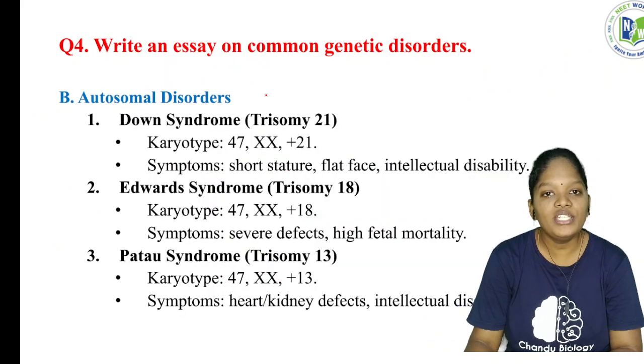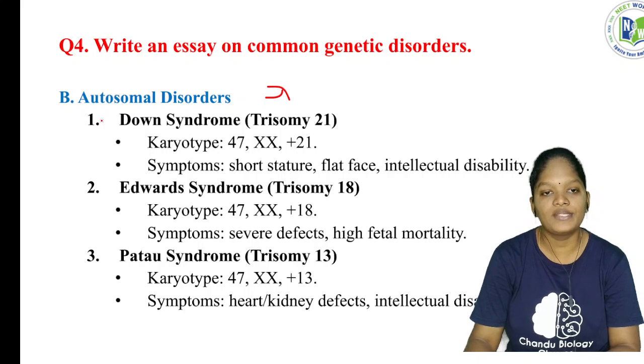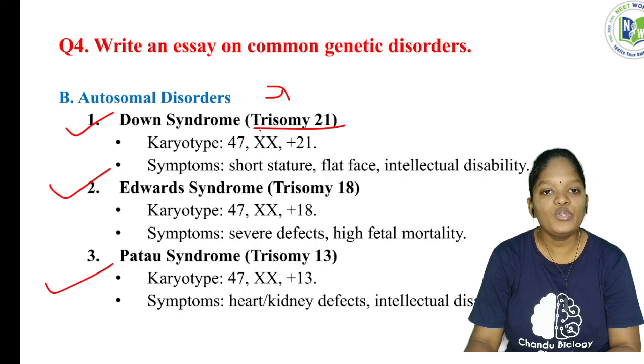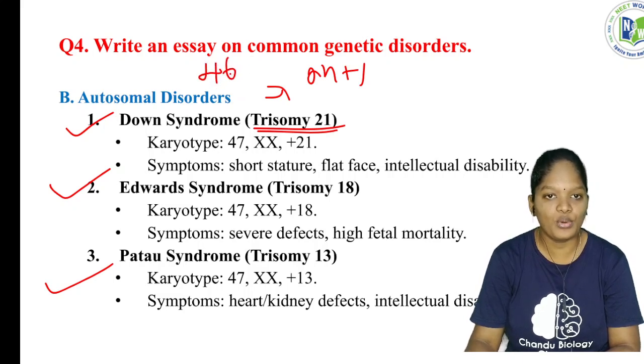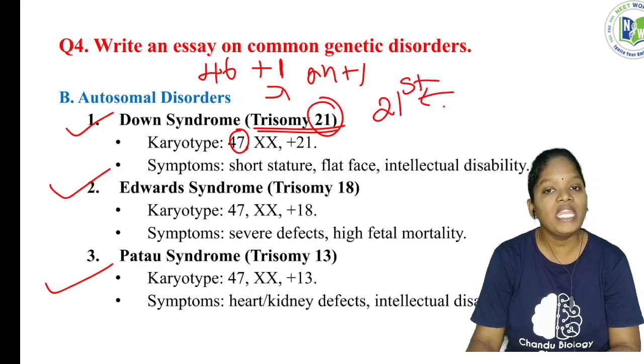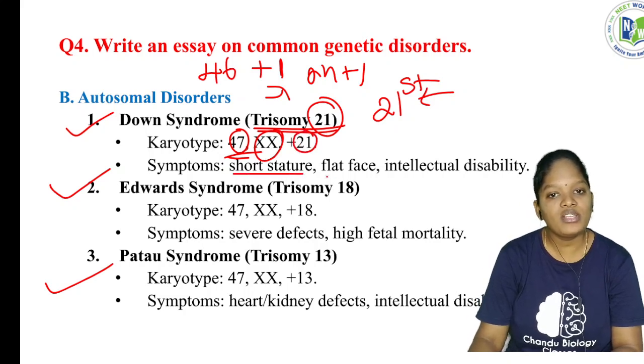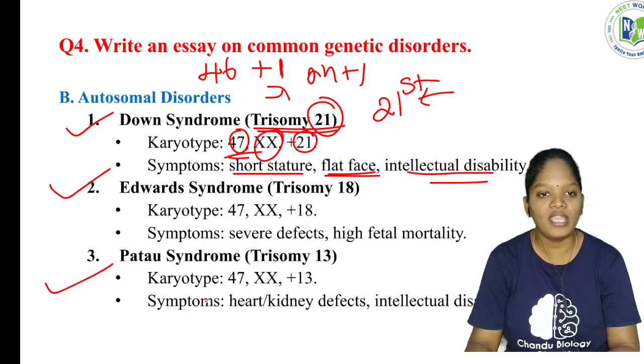Now, autosomal disorders among the chromosomal disorders: Down syndrome, Edwards syndrome, and Patau syndrome. Down syndrome is trisomy 21. Trisomy means 2n plus 1. In human beings, 2n is 46 chromosomes, plus 1, so 47 chromosomes in total. In the 21st chromosome, there is one extra chromosome present. Symptoms are short stature, flat face, and intellectual disability.